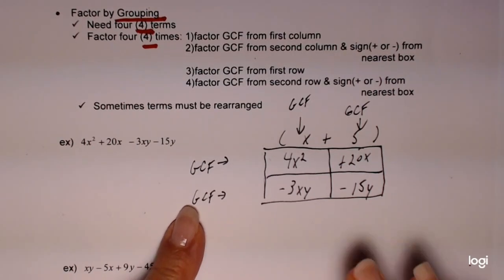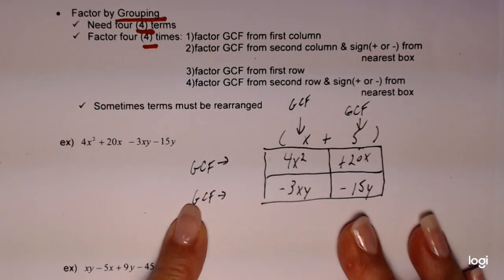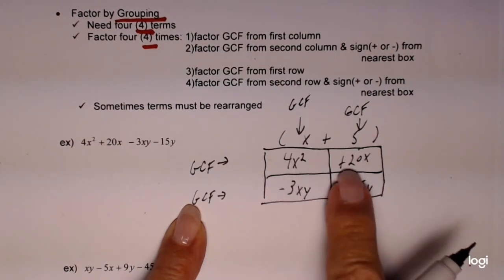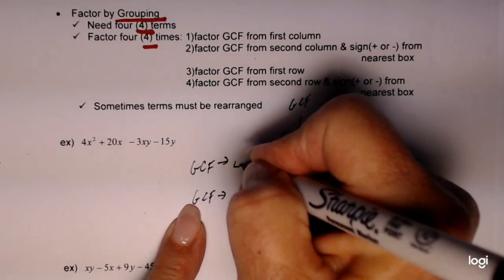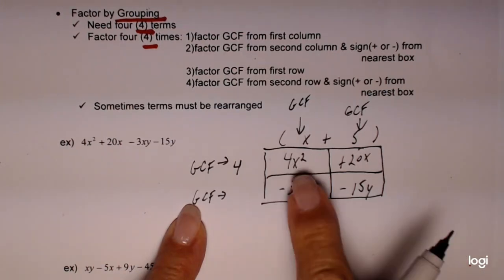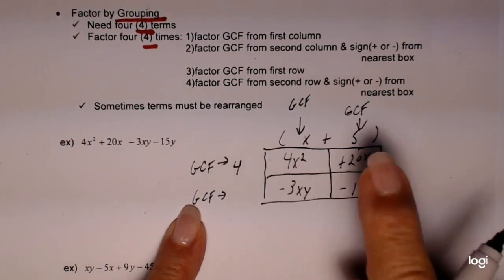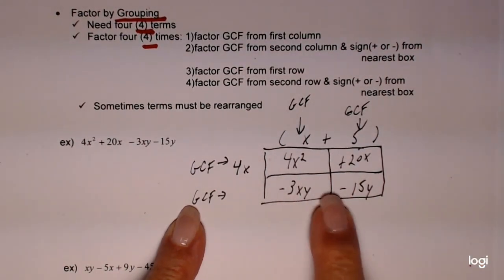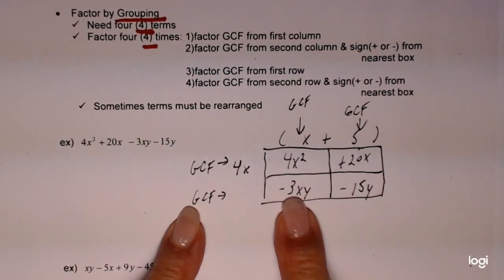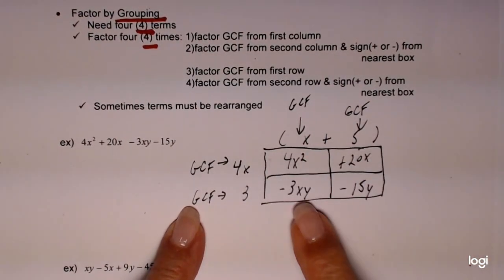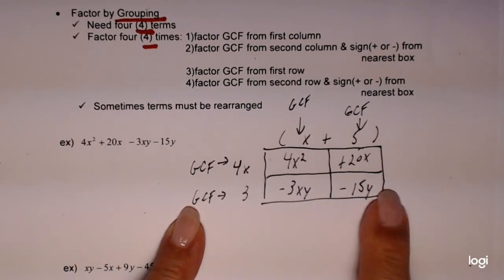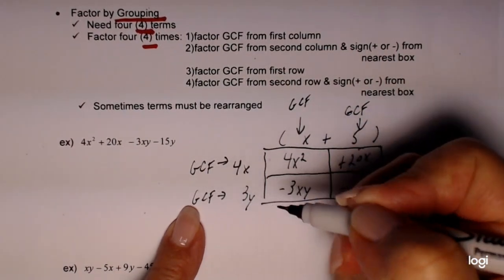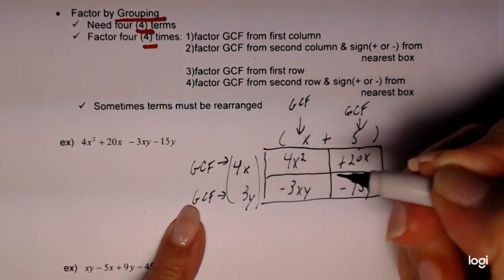Now we repeat, but now we're going across in the rows for the greatest common factor. 4 and 20, greatest common factor is going to be 4. And then x squared, x, greatest common factor is x. Moving to this row, 3 and 15, we ignore the signs. When we're looking for what's in common in numbers, ignore the signs. Just look at the basic numbers. 3 and 15 is going to be 3. And now we have no x there, but we do have a y in both, so it would be 3y. And there is our second factor.